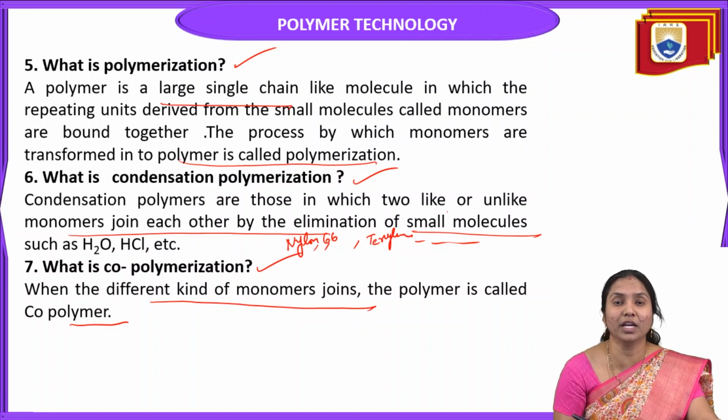What is the difference between these three types of polymerization? In addition polymerization, there is only addition of monomers without eliminating any byproduct. The best examples are polyethylene and polyvinyl chloride, etc. Next, condensation polymerization. These polymers are formed by the functional groups of monomers, eliminating a byproduct. The best examples are nylon 66 and terylene. And the third type of polymerization is copolymerization. Here two different kinds of monomers combine to form a polymer. The best examples are Buna-S and butyl rubber. These are formed by two different kinds of monomers to give copolymers.